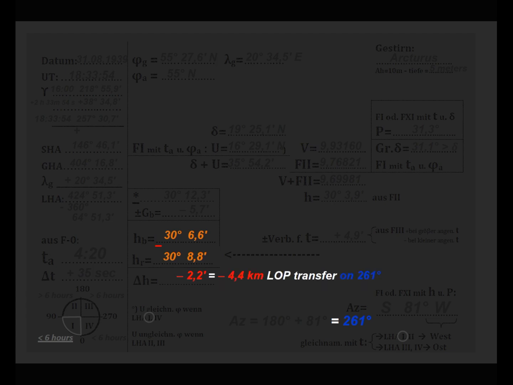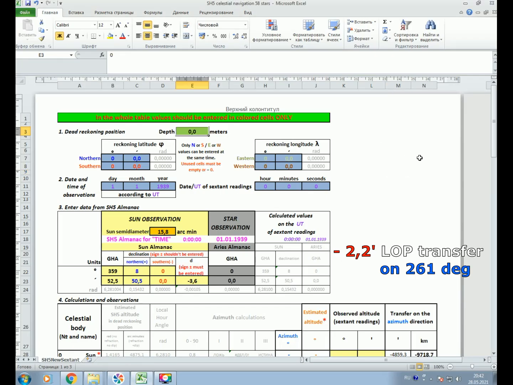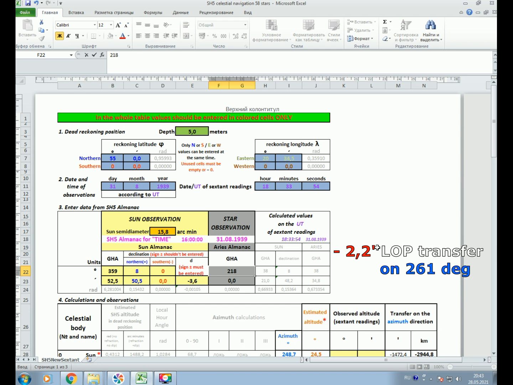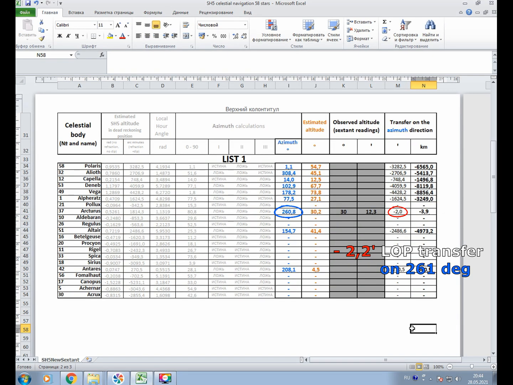Subtract the calculated altitude from the measured altitude and calculate the transfer of the position line. The transfer in angular minutes must be multiplied by 2 to calculate the transfer in kilometers. A positive transfer is carried out in the direction of the calculated azimuth. A negative transfer is made in the opposite direction to the calculated azimuth. An error of 2 or 3 tenths of an arc minute in determining line of position transfer is quite acceptable.